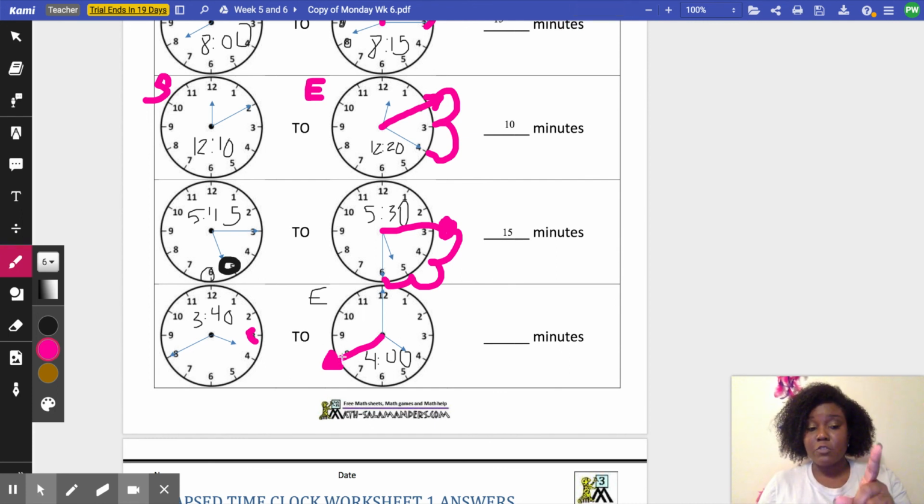Okay. It just reminded me when we got to 4 o'clock. So I'm going to go from the 8 to the 12, which is 3:40 to 4 o'clock, counting my jumps by 5s. 5, 10, 15, 20. So it is 20 minutes.